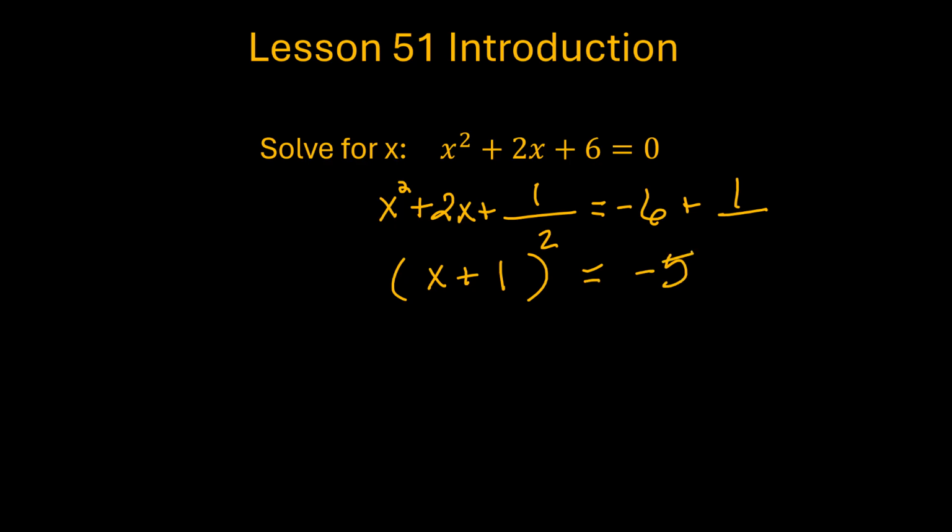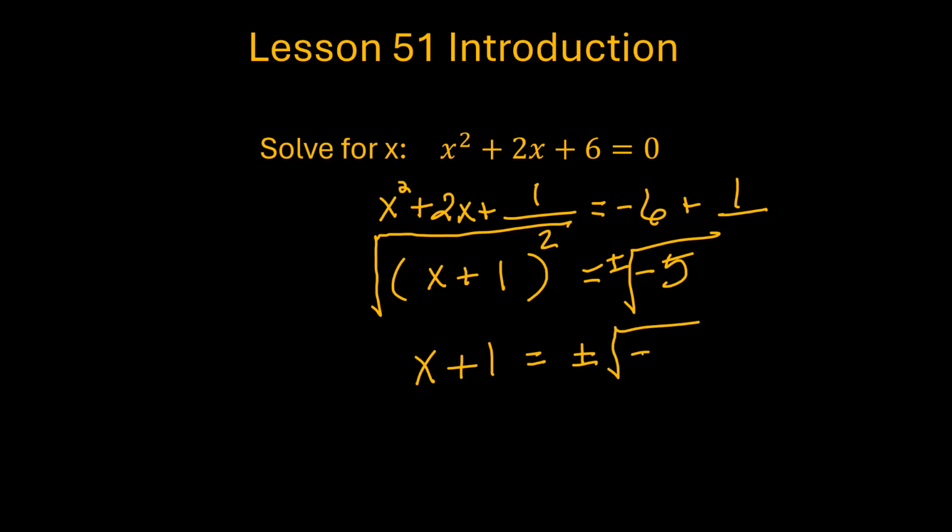And now, since we have a perfect square binomial on the left side, we can take the square root on both sides of the equation, remembering that we need to put plus or minus right there. And when we do that, the square on this side will disappear, and we will just end up with x plus 1 equals plus or minus the square root of negative 5. And then if we move that 1 to the right, we have negative 1 plus or minus the square root of negative 5.